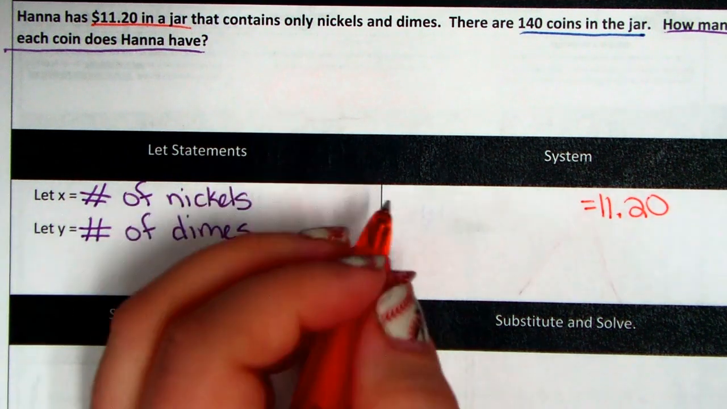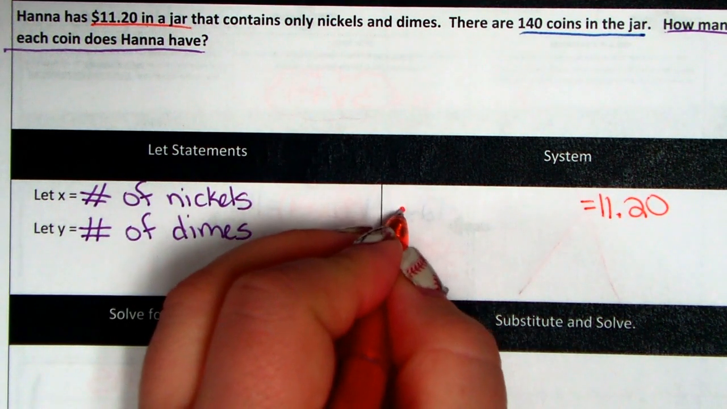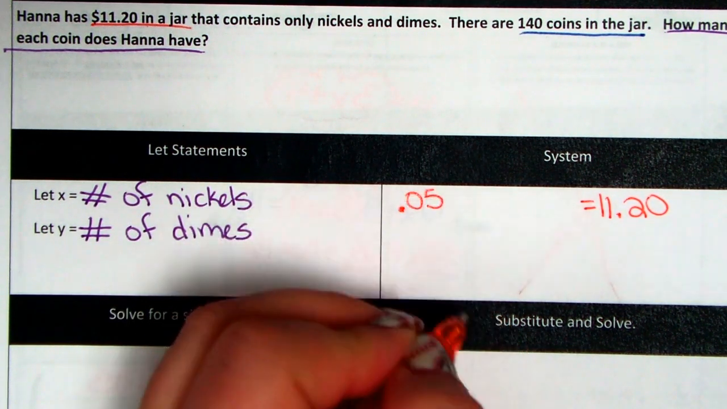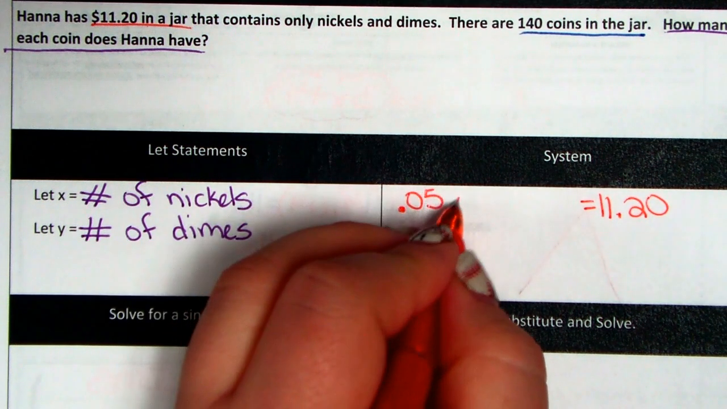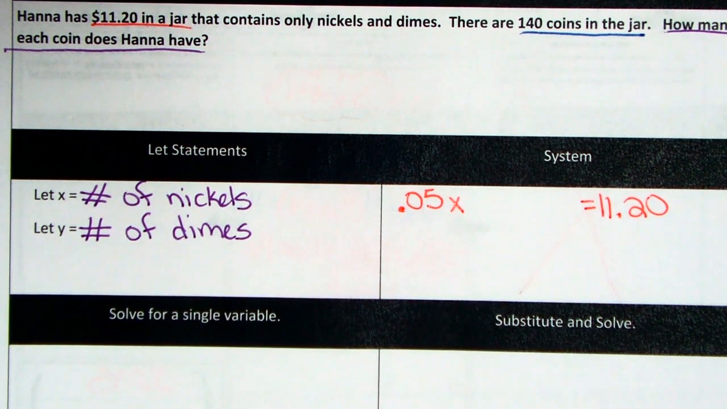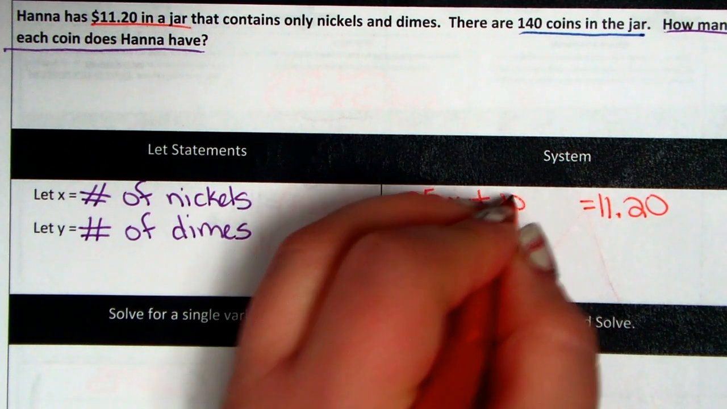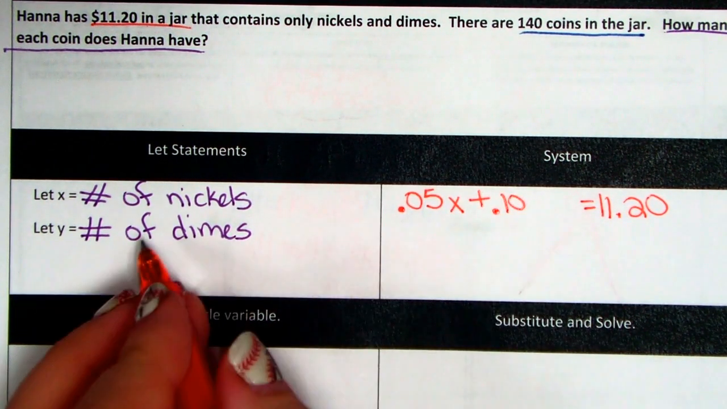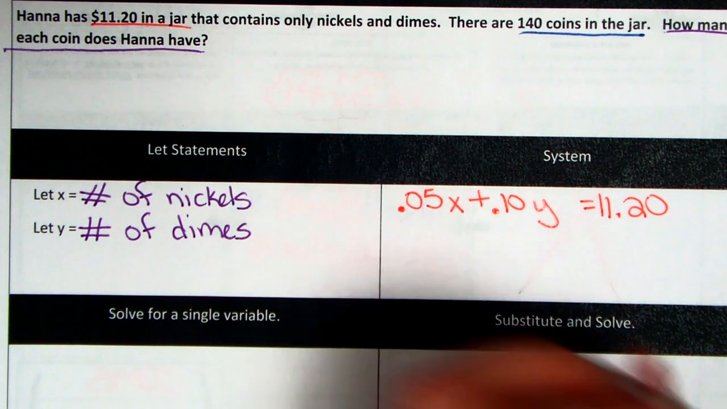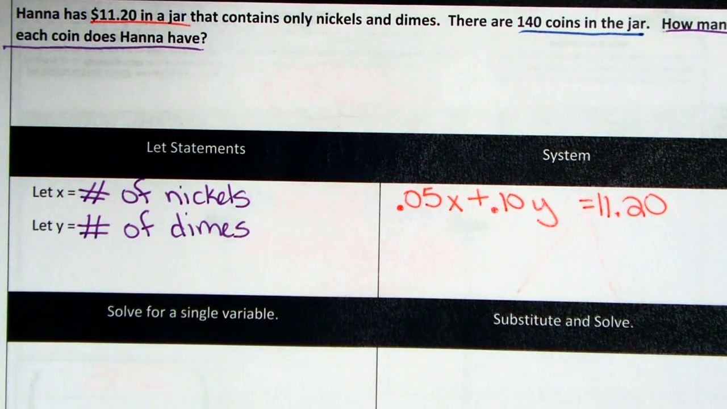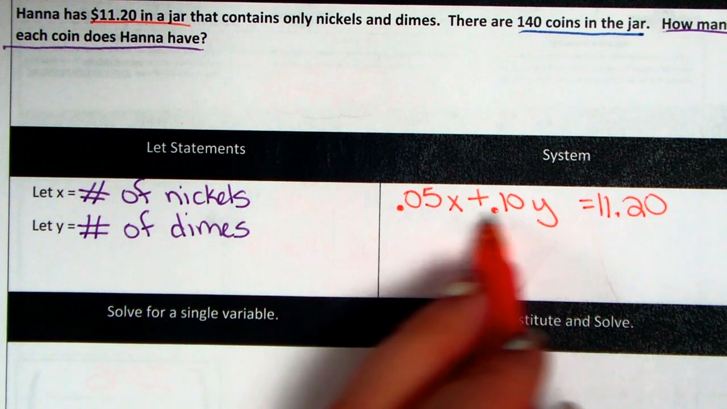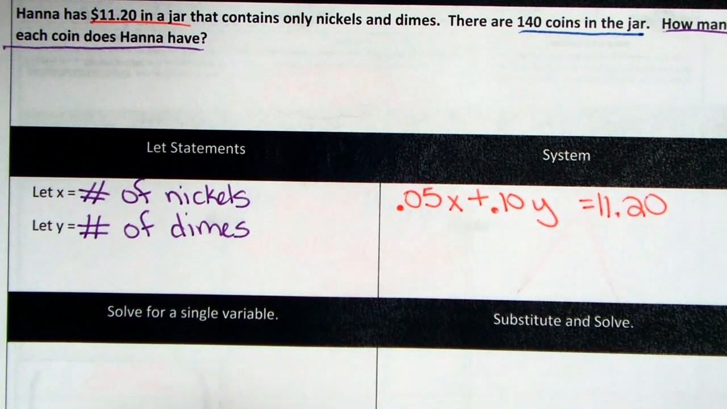So we can take that information and say, well, 5 cents is how much a nickel's worth. So if I multiply that by how many nickels I have, I will get the total amount of money that I have in nickels. Add to that 10 cents, which is how much a dime is worth, times the number of dimes, which would give me the amount of money that I have in dimes. And together that should give me my total amount of money.